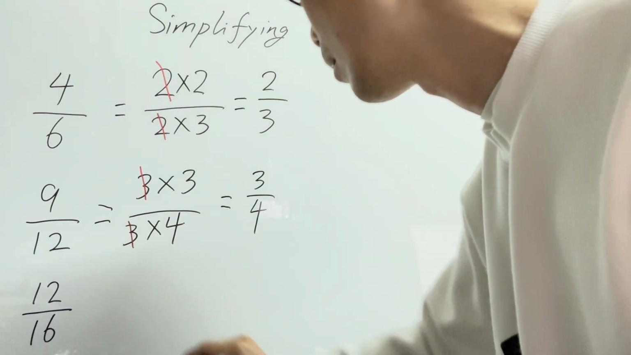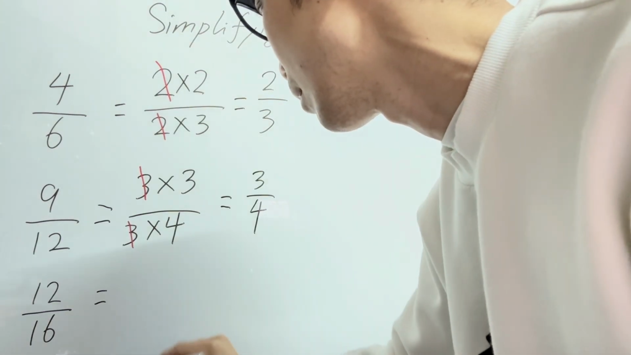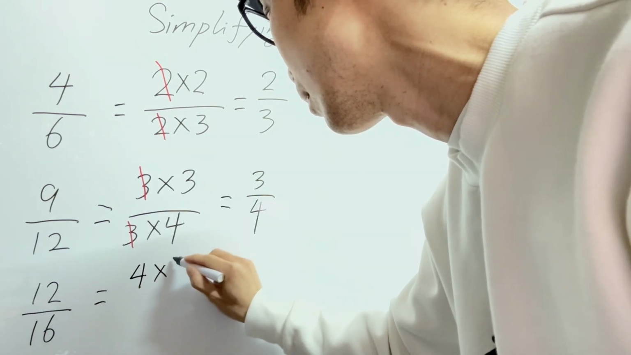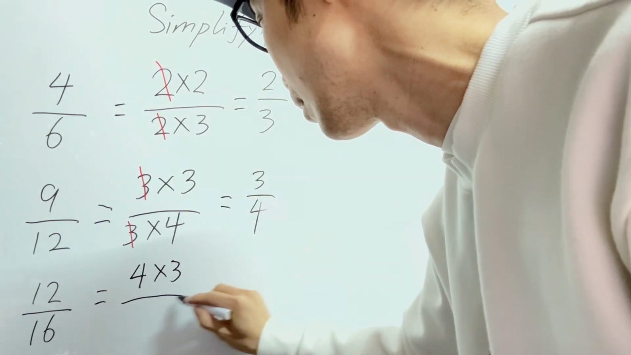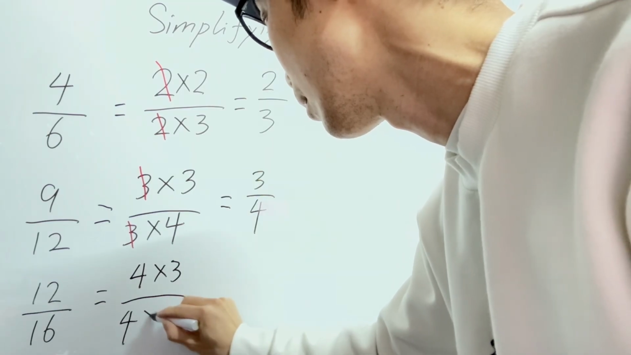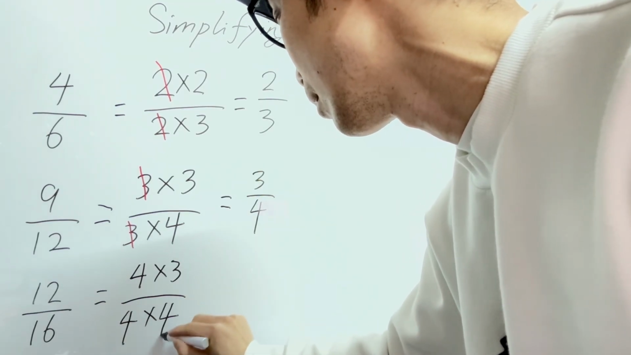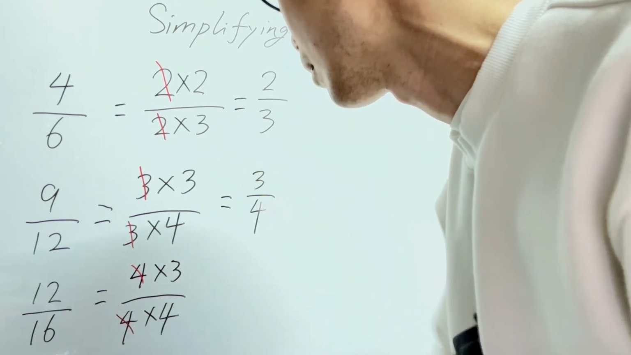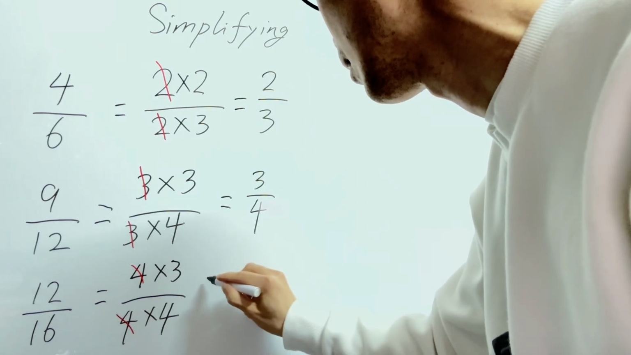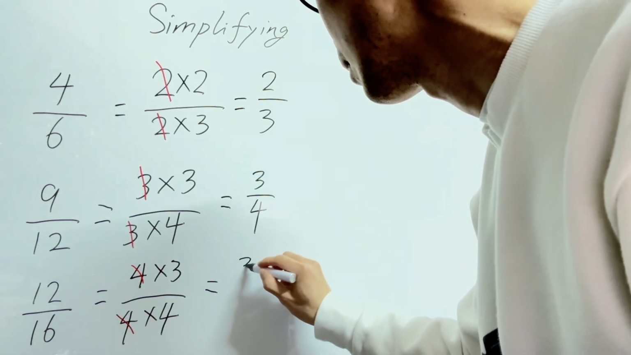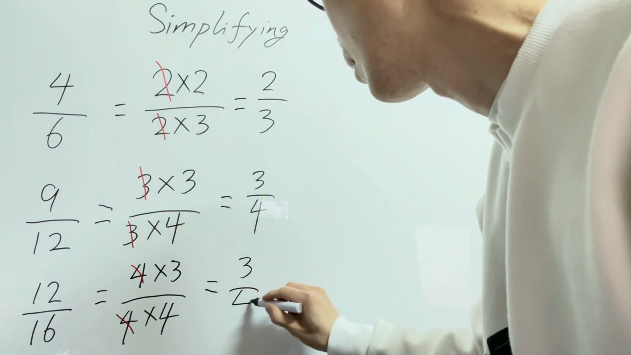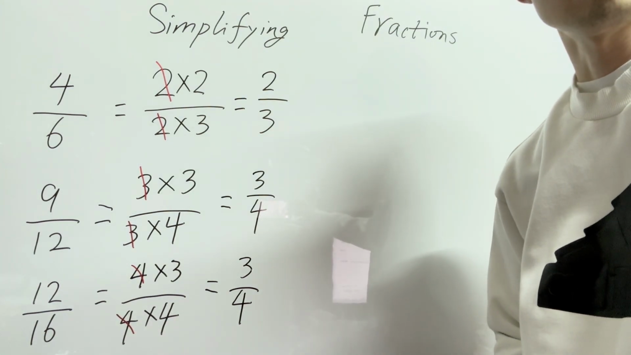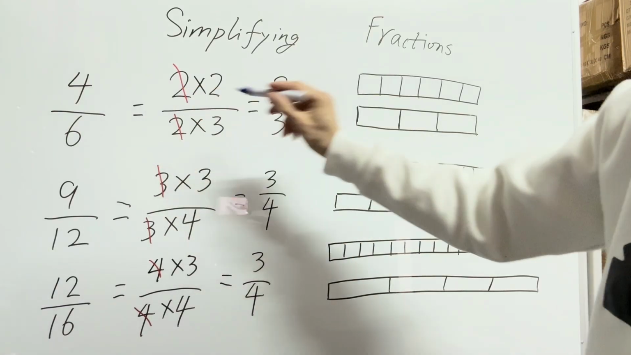Here, both 9 and 12 share a common factor of 3, which is represented by 3 times 3 over 3 times 4, with the number 3 crossed out, leading to the simplified fraction 3/4. Third example, 12 over 16. This fraction, 12 over 16, is simplified because both have a common factor of 4, which is shown as 4 times 3 over 4 times 4, with the 4 crossed out.